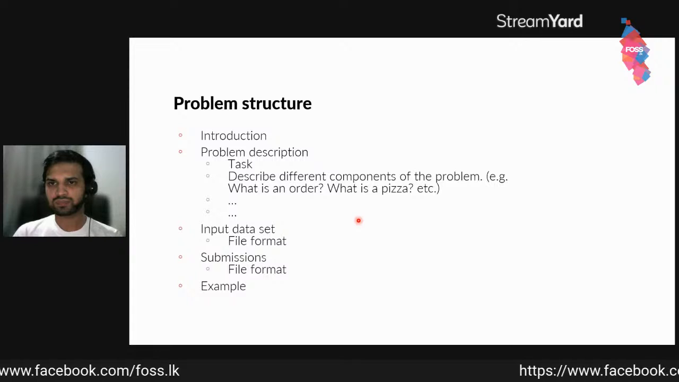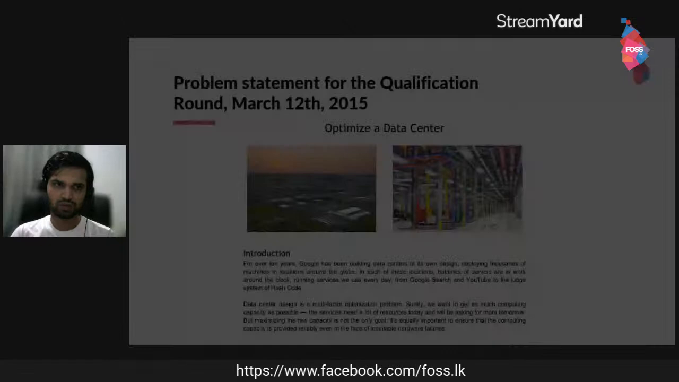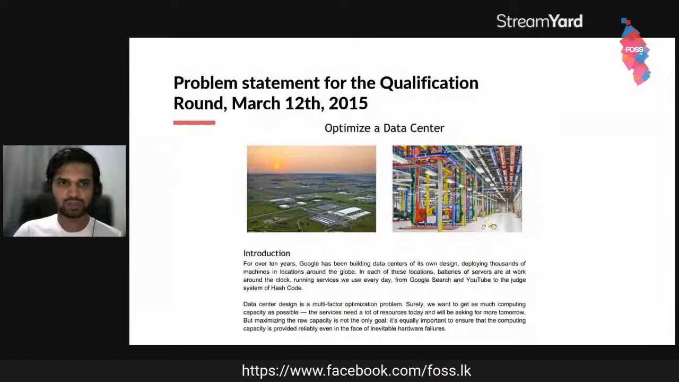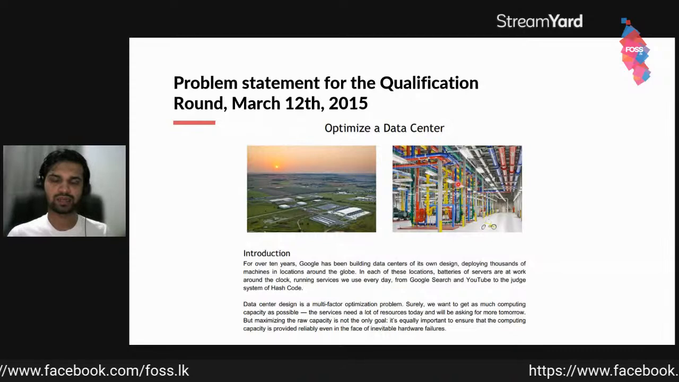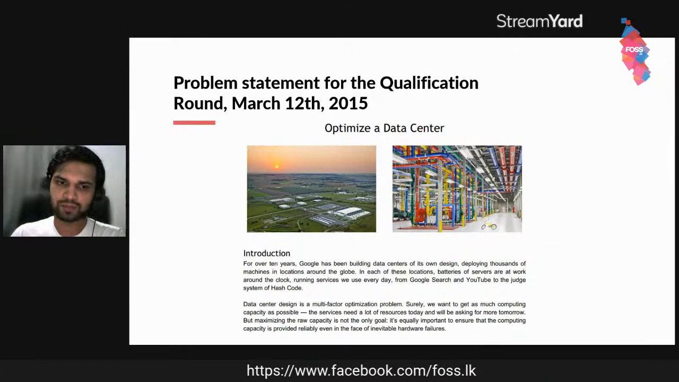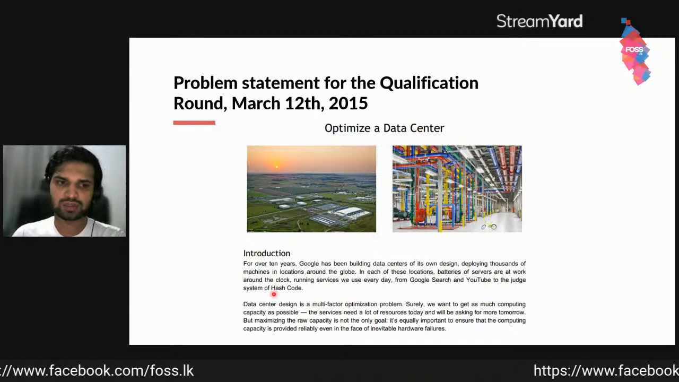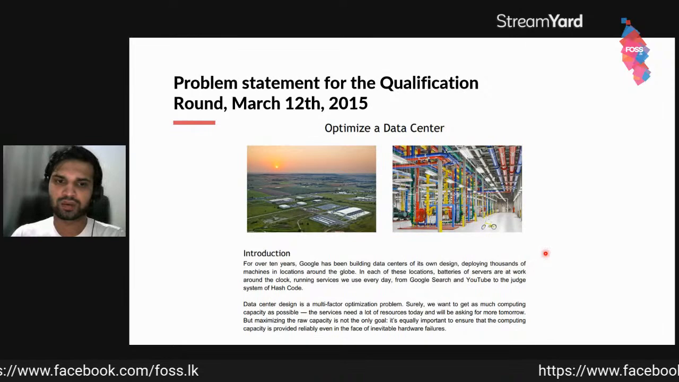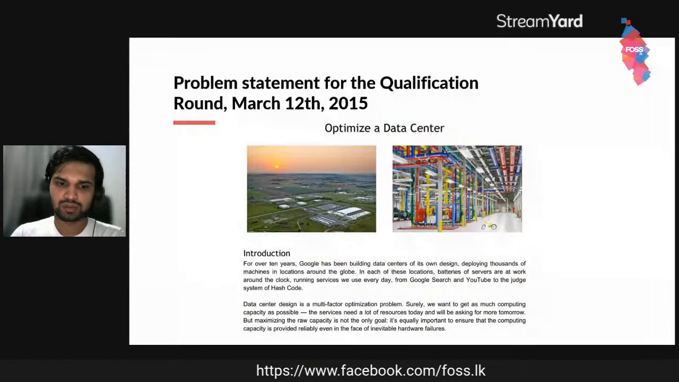Okay, so now what we will do is solve a problem from 2015. This was given in the qualification round in 2015. It is about optimizing a data center, and we have an introduction here, so you can read it now or maybe later. You can search for this problem and find this introduction section, but I'm not going to go through it. It's basically showing what a data center is, how it is used, and the importance of optimizing it. So let's go to the task.